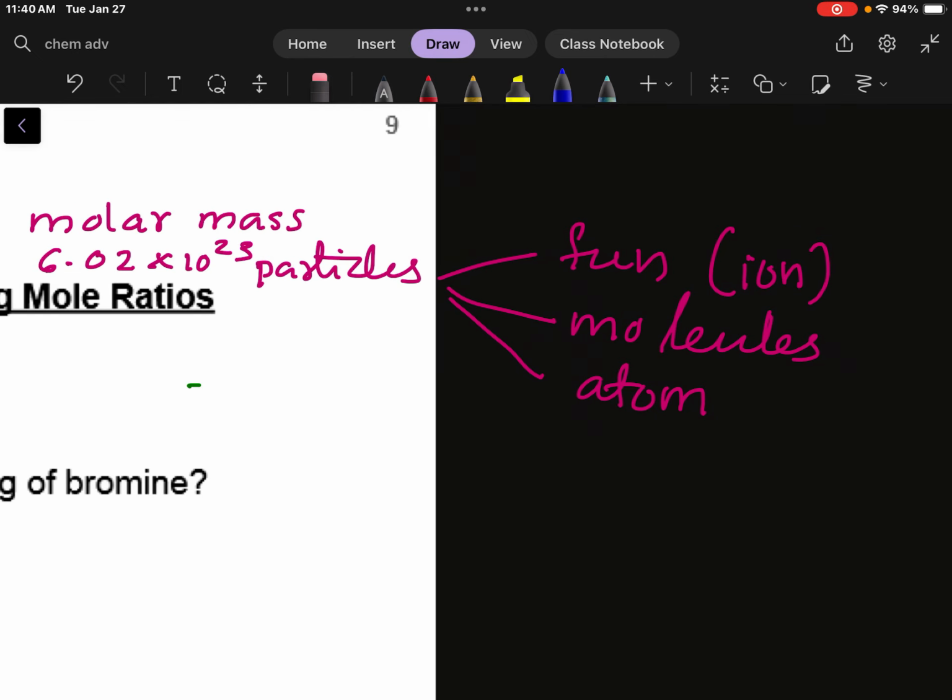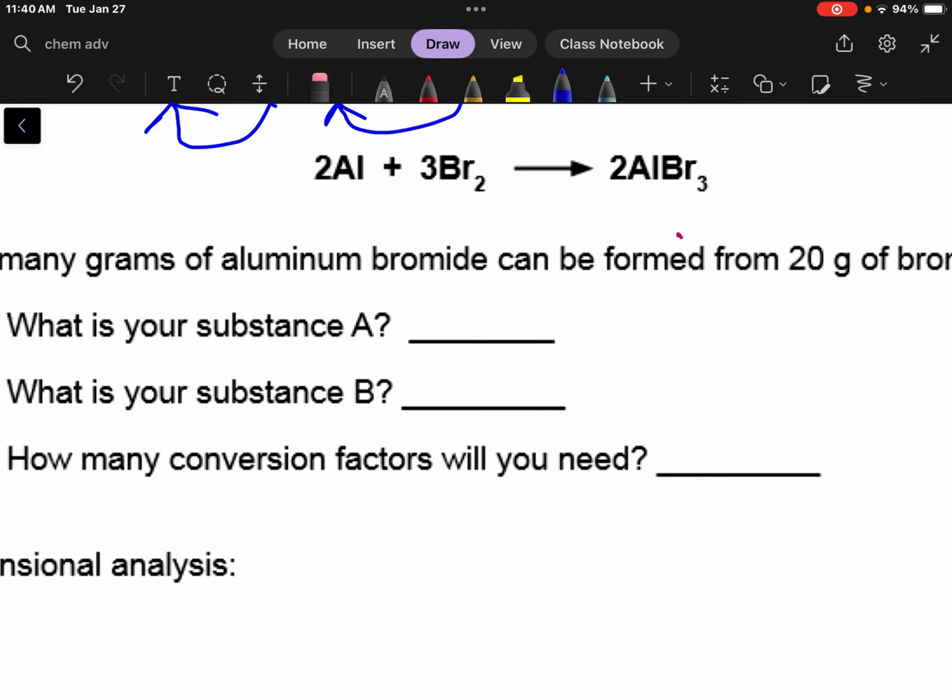For an ionic compound, we will use formula units. For individual ions, we will use ions. For a covalent compound, we will use molecules. And diatomic also, like if you see H2, N2, all diatomic, we will use molecules. Individual atoms like carbon, aluminum, magnesium, we will use atoms. Okay, let's go down to the first question.